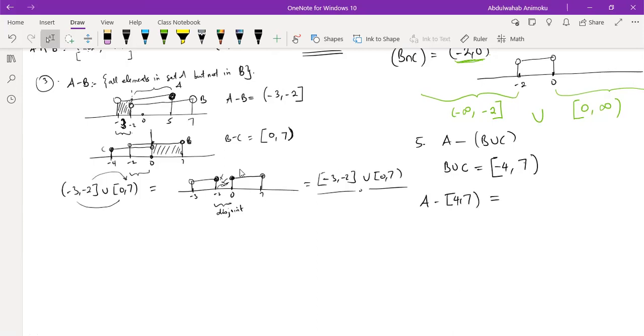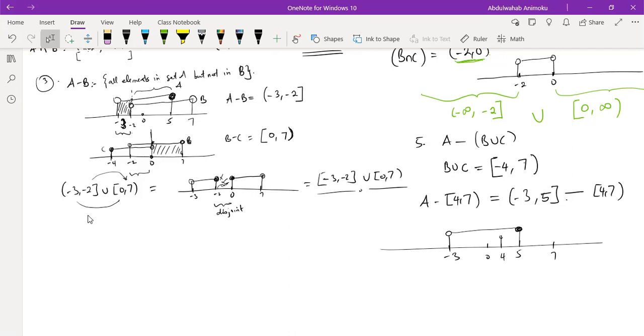Now, finally, we need to do A difference this set. What is A? We got A before, which is the set between -3 and 5. So now we need to use the real line again: -3 and 5 difference 4, 7. This is what we are looking for. Now let's do A again. This is -3. Here is 5. So it's open here, it's closed here. Then 4, 7 is somewhere here to 7. And this is closed, and this is open, right?